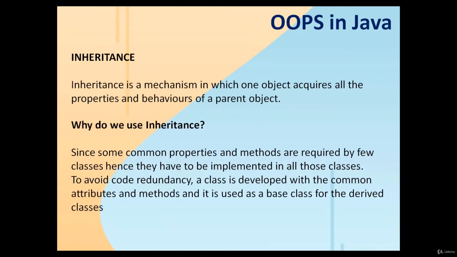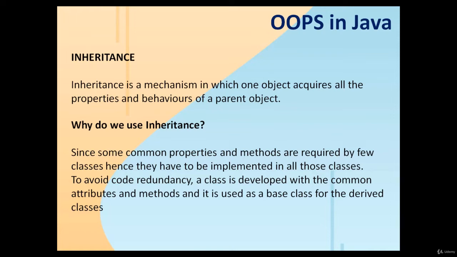Now, why do we need the inheritance concept? What is its importance? Some common properties and methods, that is, member data or attributes and methods, are required by a few classes in a project. Hence, they have to be implemented in all those classes. To avoid code redundancy and duplication, a class is developed with the common attributes and methods, and it is used as a base class for the derived classes.